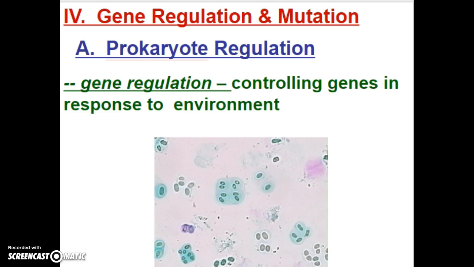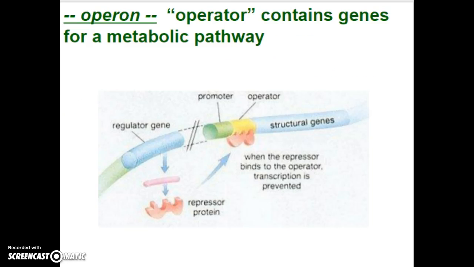Prokaryotes. Remember, prokaryotes are very simple organisms such as bacteria. They do not have a nucleus and several organelles. In gene regulation, prokaryotes can actually control their genes in response to what's going on around them in the environment. And they use what's called an operon. An operon is kind of like an operator. It connects genes for a metabolic pathway.